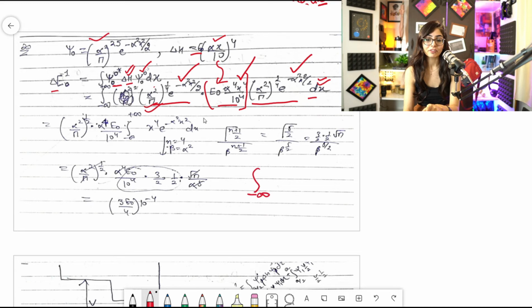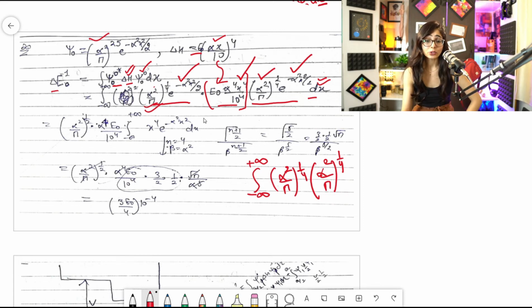So it's minus infinity to plus infinity. So when alpha square, this alpha square by pi, 1 by 4 into this one, alpha square by pi, 1 by 4 will come. So what will it become? It will become like this. I'm keeping everything in one place so that things become more clear to you. So it is alpha square by pi 1 by 4, alpha square by pi 1 by 4, and one more alpha, that is alpha raised to power 4, that is this one.